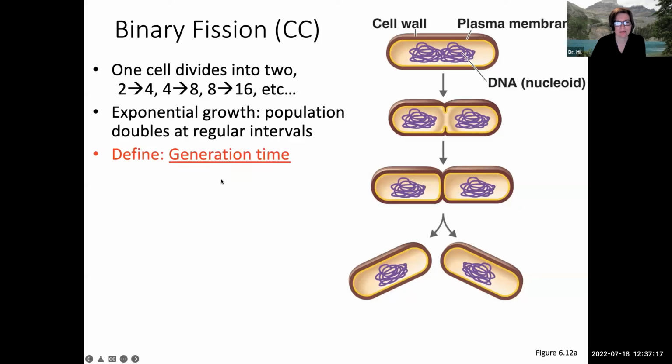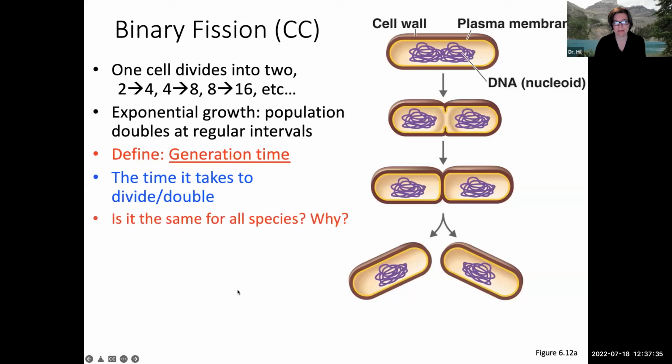So generation time is, in a particular set of conditions, how long does it take the population to double, right? The amount of time it takes to go from 1 to 2 is the same amount of time it takes to go from 8 to 16. This is 1 generation, and then when it divides again, that's another generation. That will take the same amount of time. Is the generation time the same for all species, do you think? Yeah, the answer is obviously no.